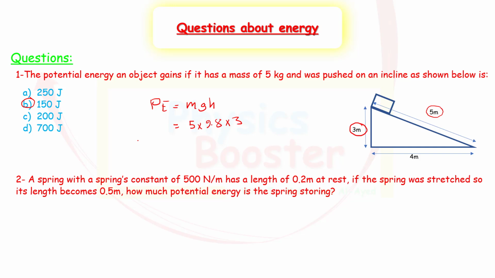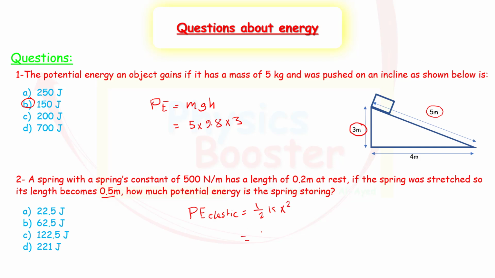Question number 2. A spring with a spring constant equal to 500 newtons per meter has a length of 0.2 meters at rest, okay? If the spring was stretched so its length now becomes 0.5 meters, how much potential energy is this spring storing? Okay, now we know that the elastic potential energy in this case is equal to half k x squared.